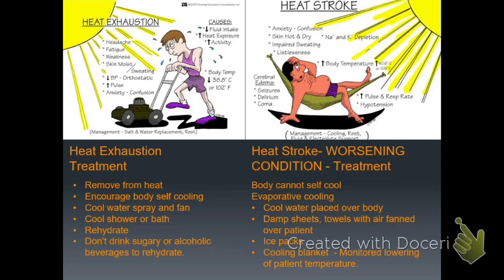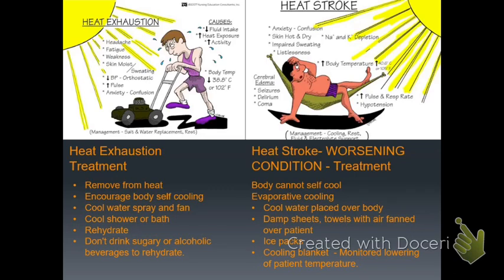That's our cooling reflex. So if we have lost so much volume that we can't sweat anymore, then your body has lost its cooling ability and your temperature will rise and rise and rise. Your temperature could rise up to 107 degrees, which will cause brain damage. So since the body cannot self-cool, we will have to provide that evaporative cooling for the body. So heat exhaustion is just getting someone into the shade, out of the heat, and hydrating. You can help them evaporate by giving them some water, but they can rehydrate.